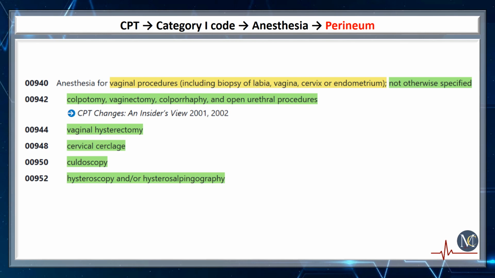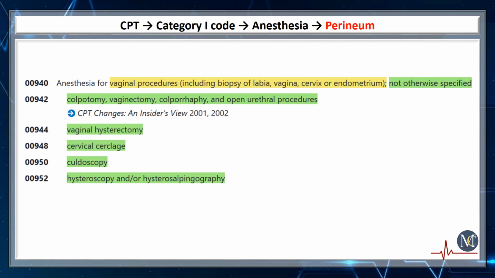Next code is 00950. Culdoscopy. The provider performs anesthesia services for a patient undergoing a procedure in which the surgical provider views the uterus by introducing a flexible tube with a viewing camera.